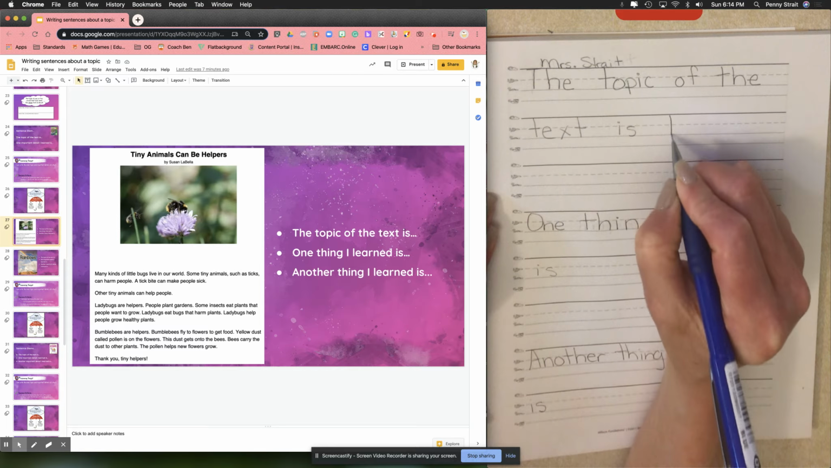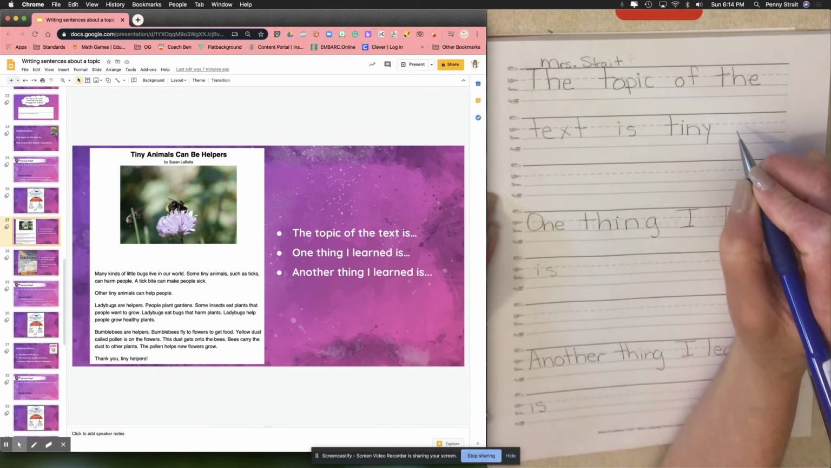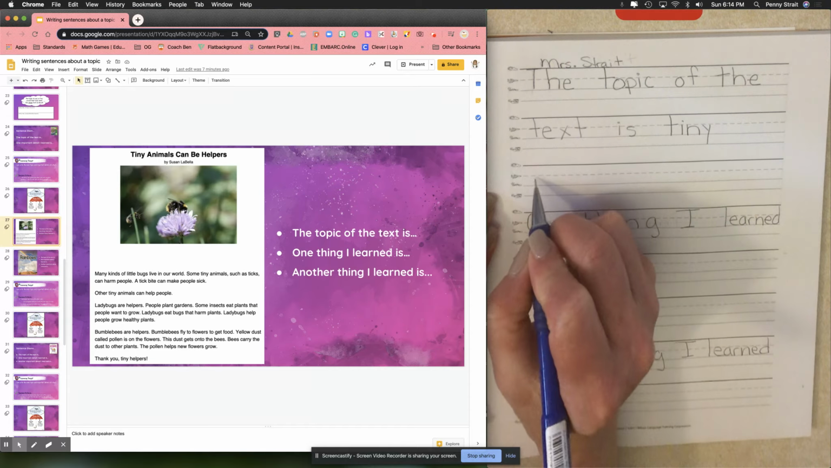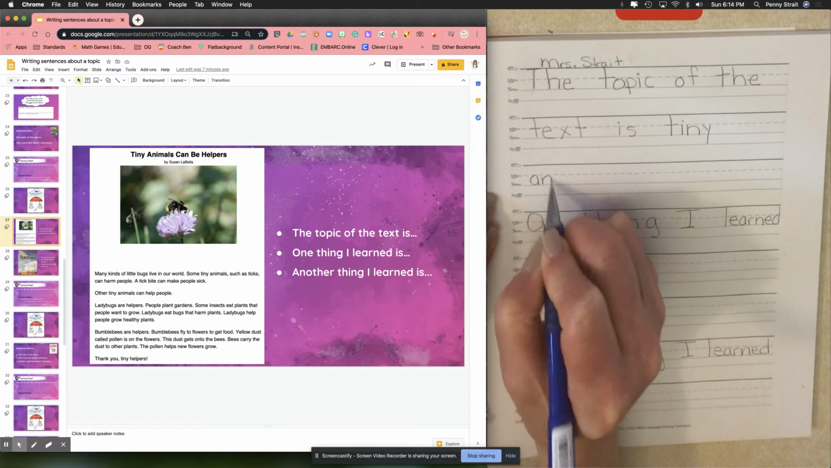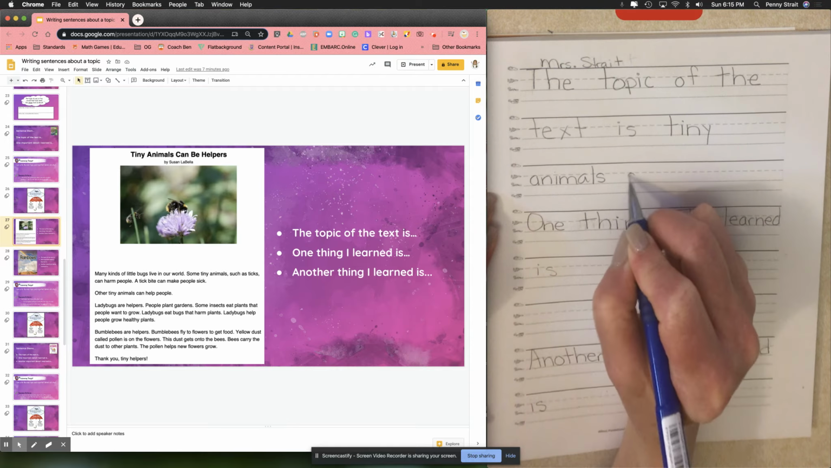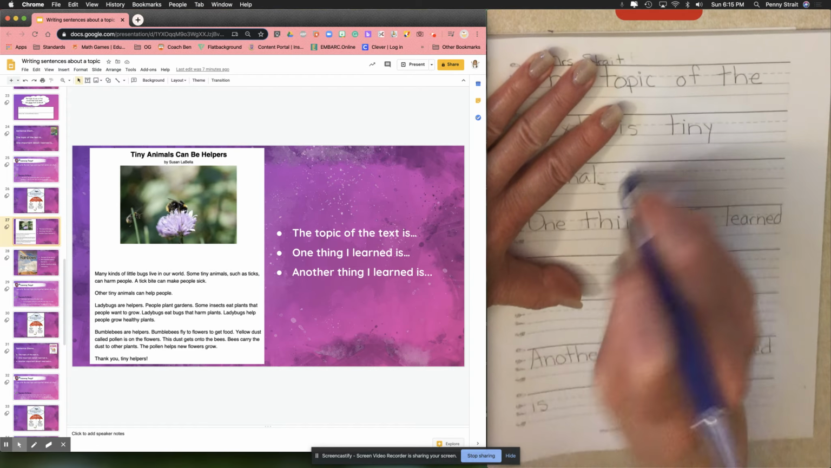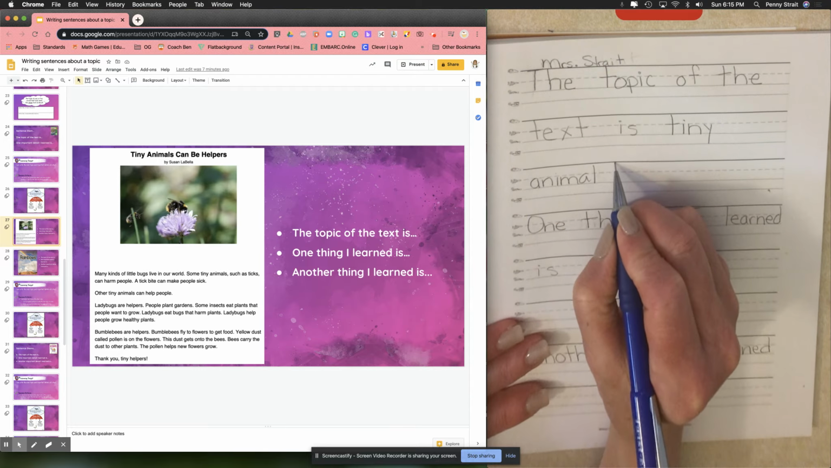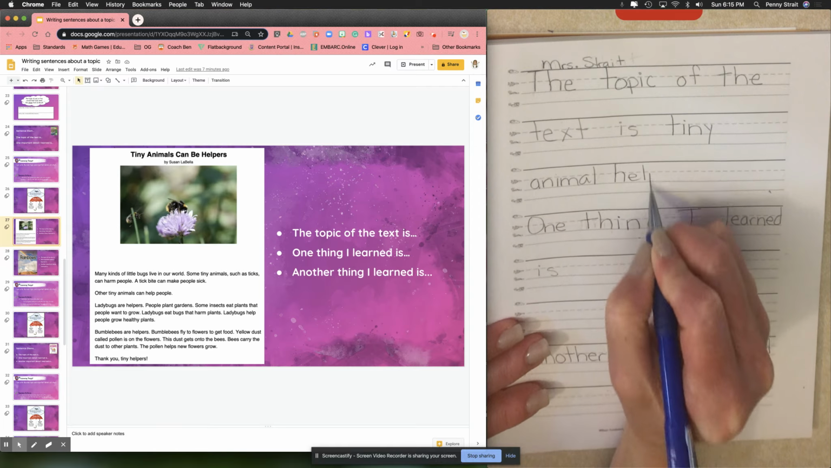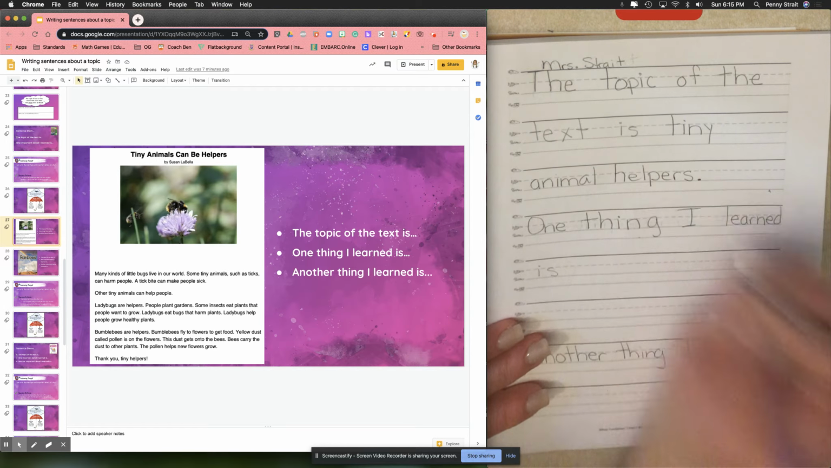Tiny, and I have to spell it right because it's in the article. Tiny animals. Ooh, I'm not sure if I can fit animals, so I'm just going to put it here. Animals. Tiny animal. And you know what? I think I'm just going to put tiny animal helpers. Notice how I erased and left a space. Tiny animal helpers. Period. Have to put a period.